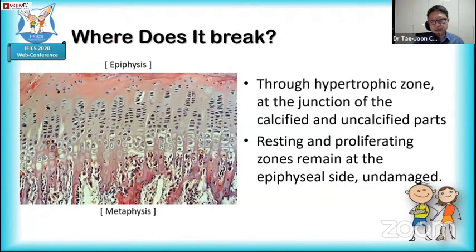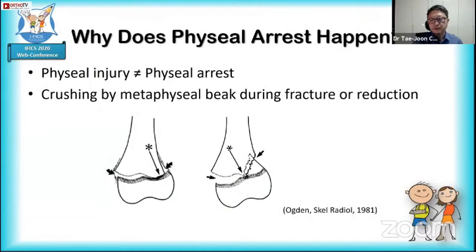When sustaining physeal injury, a breakage develops through the hypertrophic zone at the junction of the calcified and uncalcified parts, which is the weakest zone. The growing chondrocytes remain at the epiphyseal side, theoretically undamaged. It means that if the breakage takes place clearly at this zone, the growing potential of the physis will be maintained. Then why does physeal arrest happen in some cases of physeal injury?